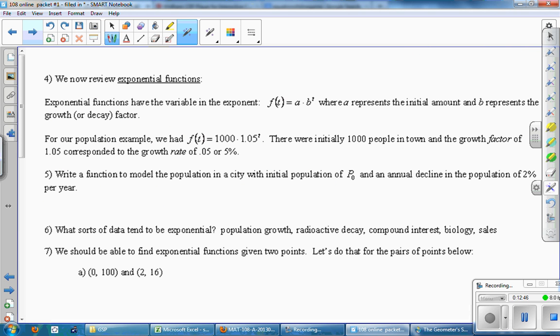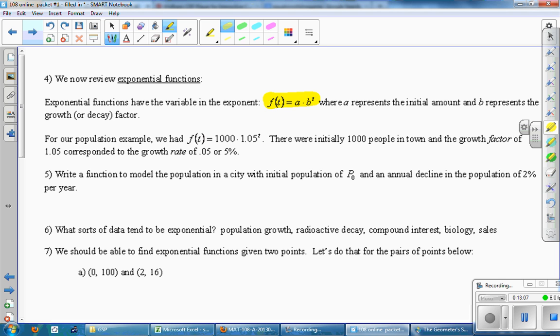We now review exponential functions. Exponential functions have the variable in the exponent. f(t) equals a times b to the t, where a represents the initial amount and b represents the growth or decay factor. So this equation right here is important. I'll highlight it. That's going to be our standard equation for exponential functions.